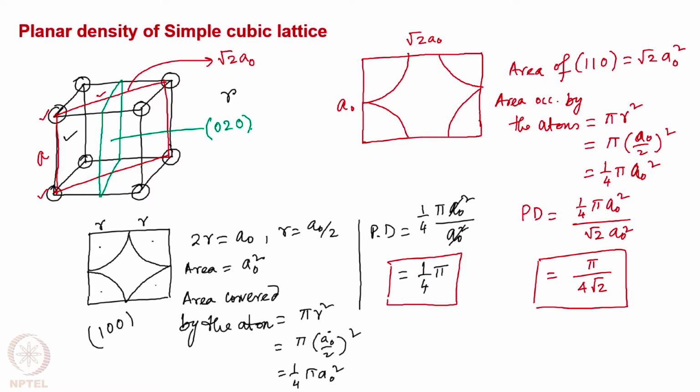You see here in this plane we don't have any atom centers located. That means no atom has contribution on this plane if we consider hard spheres. So the planar density is going to be 0.